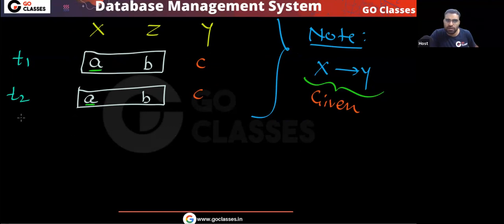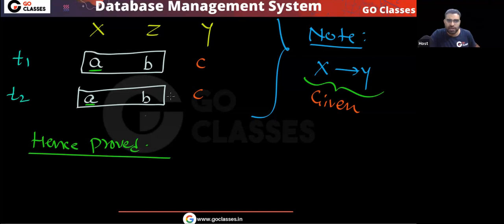So what we have done? We have proved that in these two tuples, this xz combination has the same value, and you can notice the yz combination also has the same value. Is this clear? So this is your hence proved. Did you understand? Let me know.